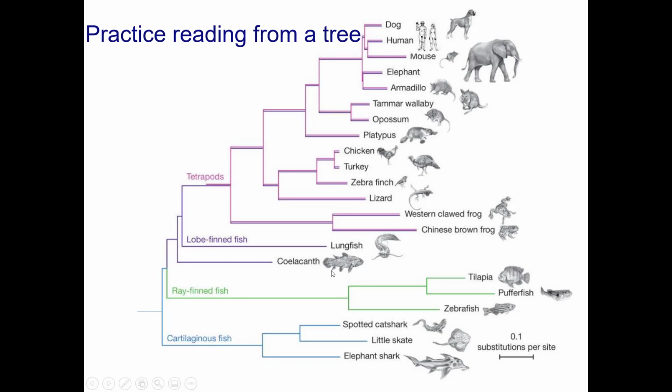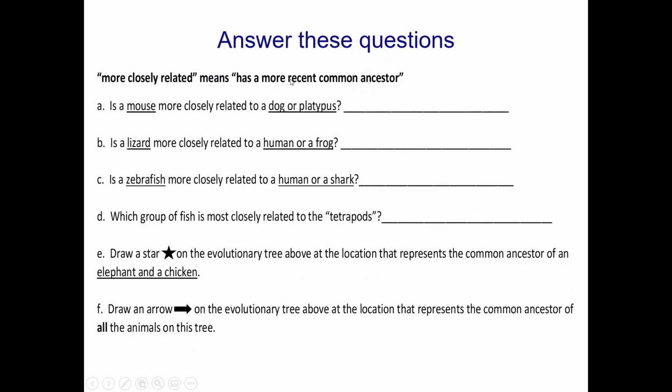But let's look at, I have some questions, and it's actually on the next slide. If you're looking at your PowerPoint, you can look at both of these at the same time. I'm going to have to flip back and forth a little bit. And so you've got this tree that's been provided to you, and you're going to have to practice. Right now we're practicing answering questions. And what you're looking for when you answer, for example, at least the first maybe 4 questions here, is about close relationships. So close relationships means has a more recent common ancestor.